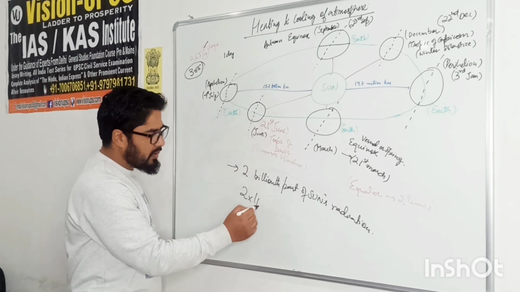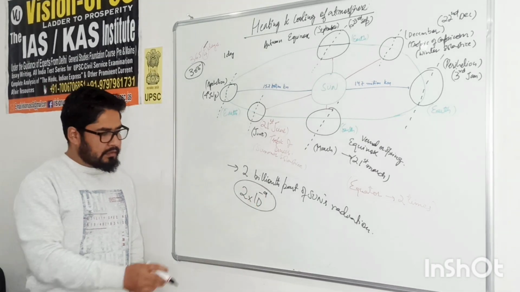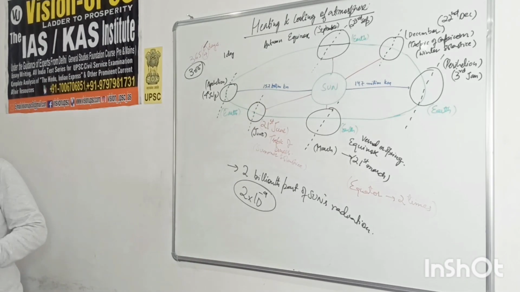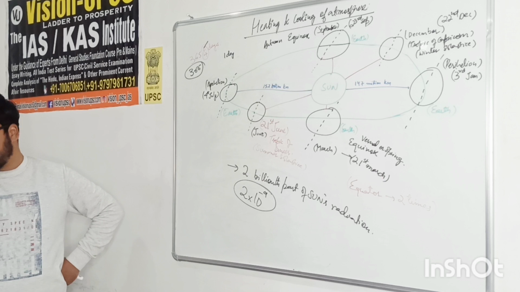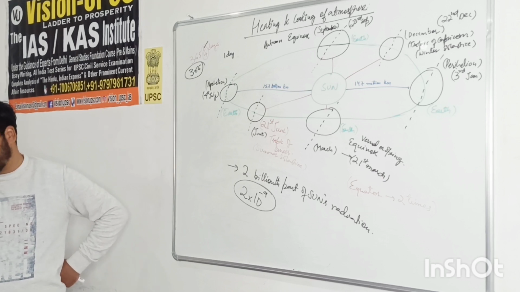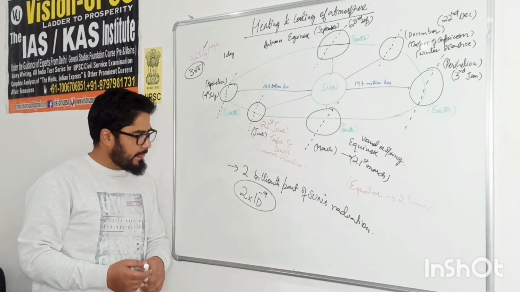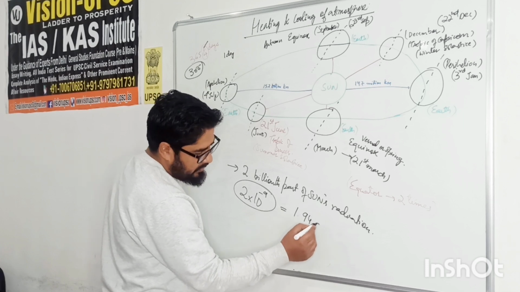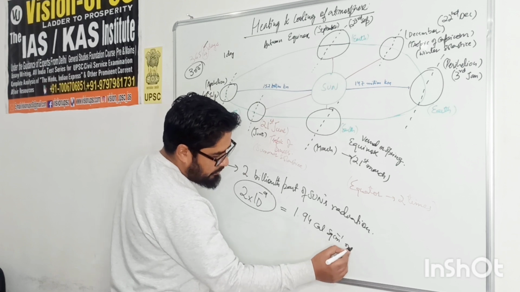That is 2 into 10 raised power minus 9. This is received at the top level of the top layer of atmosphere. 2 into 10 raised power minus 9 part. इतने हिस्से करने हैं सन की किसकी रेडिएशन के, and that is received by Earth. ठीक है? This is also represented as 1.94 calories per square centimeter per minute.